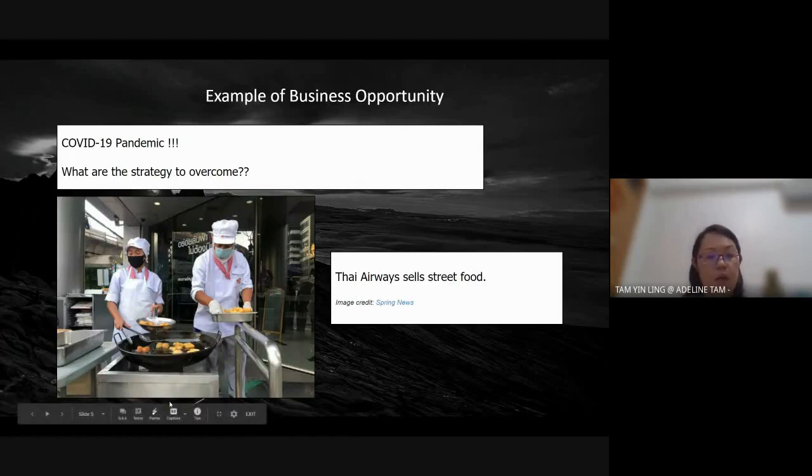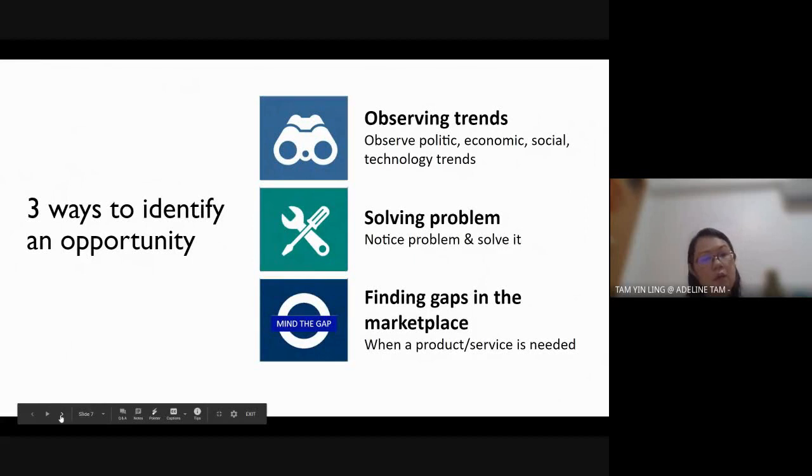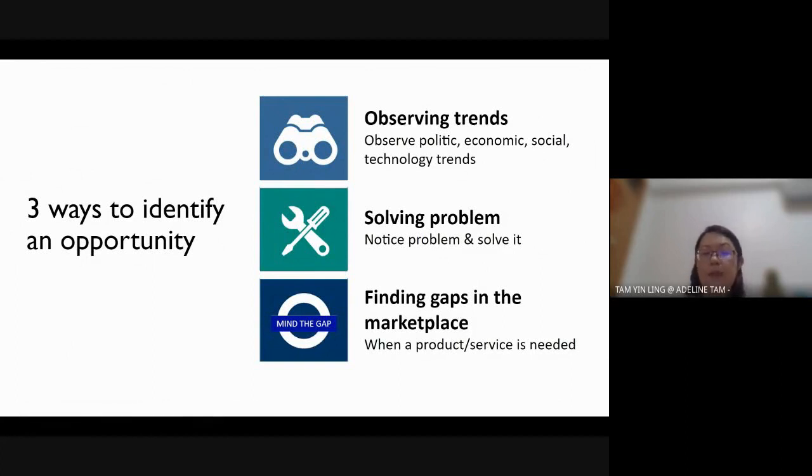Next, we are going to see how to identify the business opportunity. There are three ways to identify an opportunity. First, observing the trends, by observing politics, what happened in the politics, economic, social, or technology trend. You can observe what happened and then find ways to solve the problems or take advantage of the opportunity. Second is to solve the problems that people face today.